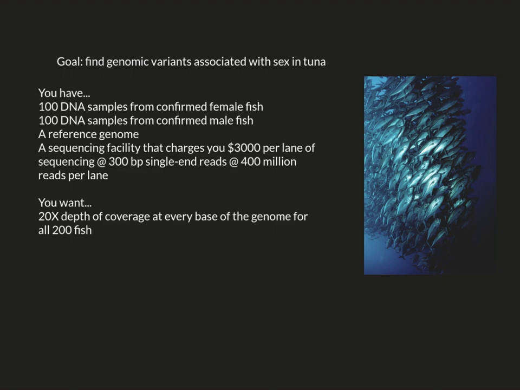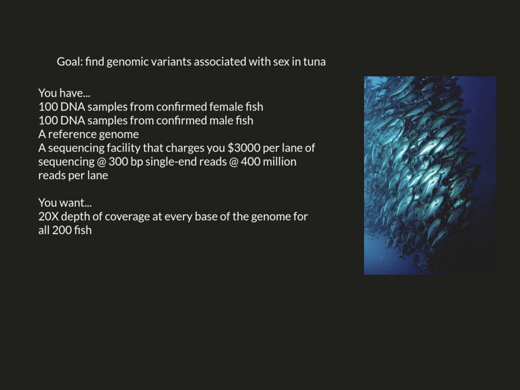You are the genomicist tasked with answering this question, and here's what you have. You have 100 DNA samples from confirmed female fish. That is, you dissected the gonads and saw if there were small gametes or large gametes present. You also have 100 DNA samples from confirmed male fish. There's a reference genome available for this species, and let's say that you're working with a sequencing facility that charges you $3,000 per lane of sequencing. A lane of sequencing is a unit that the instrument can run at any one time. You can buy multiple lanes if you want to.